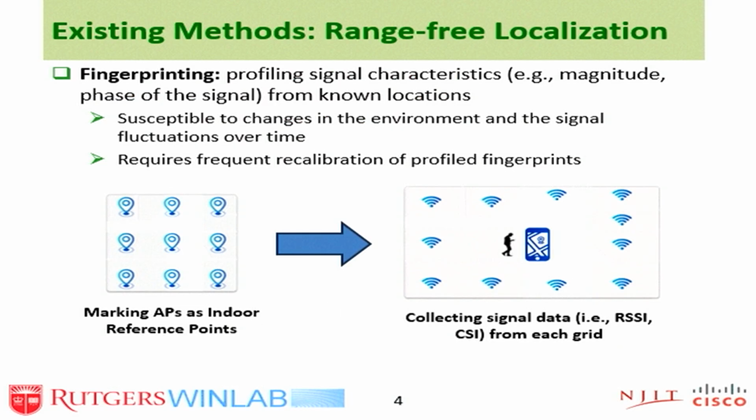Another type of method is more efficient, called range-free localization, which profiles signal characteristics, such as the magnitude or the phase of the signal, from known locations and stores them as a fingerprint database. However, such methods are also susceptible to changes in the environment and to signal fluctuations over time, which cause mismatches between newly observed measurements and the fingerprints pre-stored in the system. Therefore, such methods often require frequent recalibration of the fingerprints, so it's inefficient to deploy them in real-world applications.